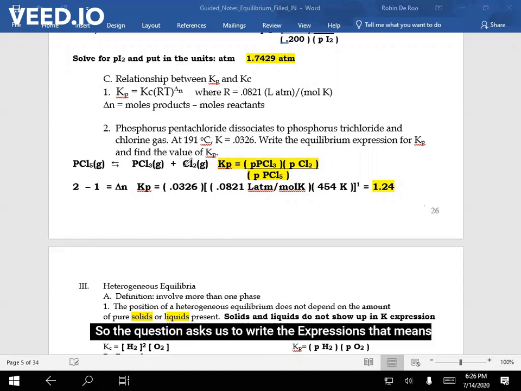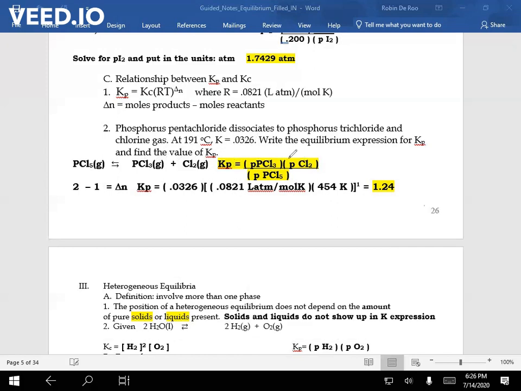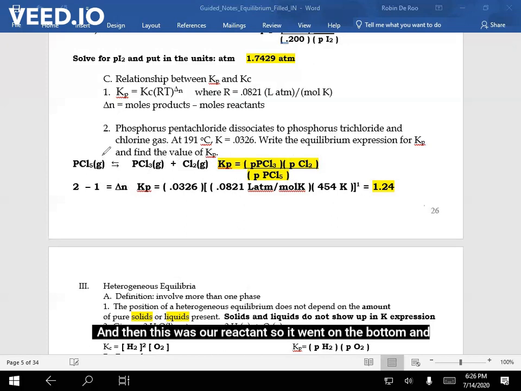So the question asks us to write the expressions. That means we need to answer what the Kp would be. And because this is gases, the Kp would be the partial pressure of the PCl3 times the partial pressure of the chlorine gas. So you took the products and put them on top. And because this is Kp, it's partial pressures. And then this was our reactant. So it went on the bottom. And then again, because this is gases, it'd be partial pressure.